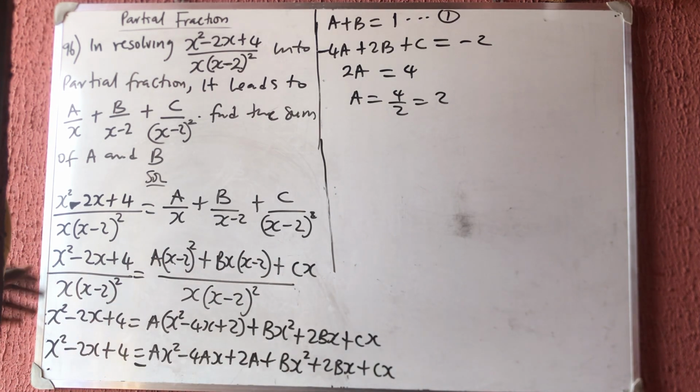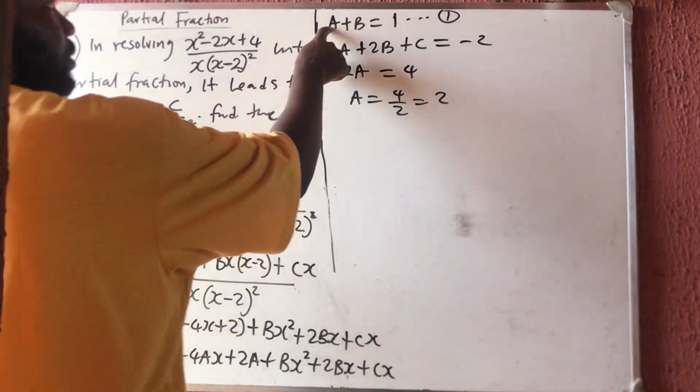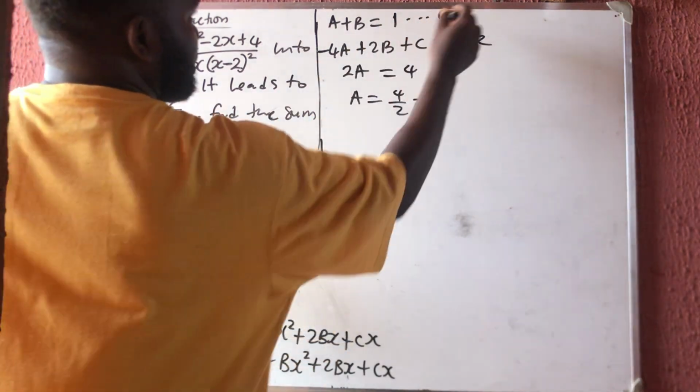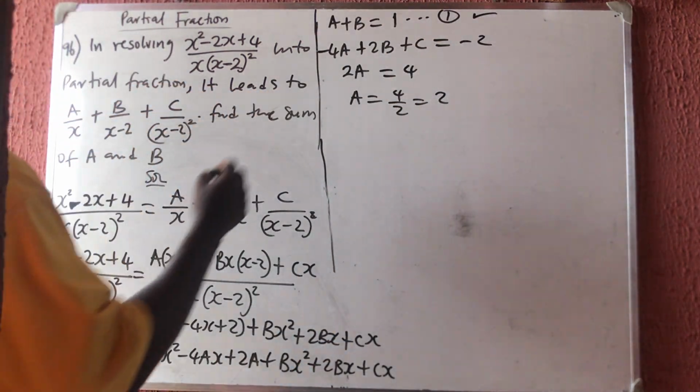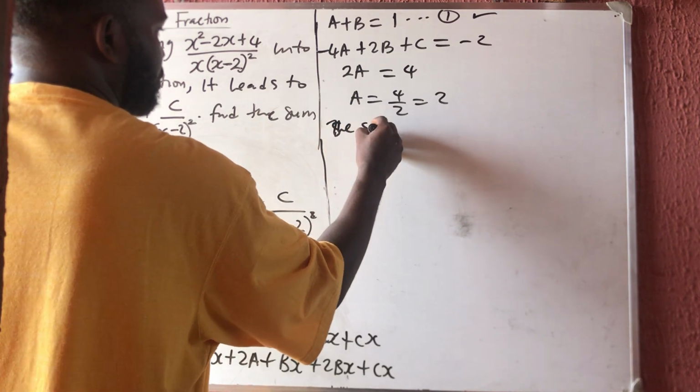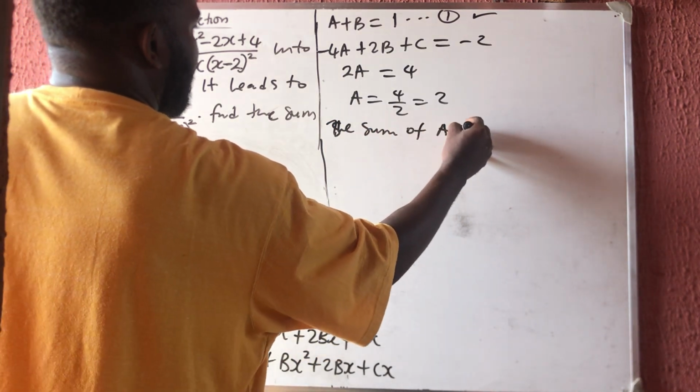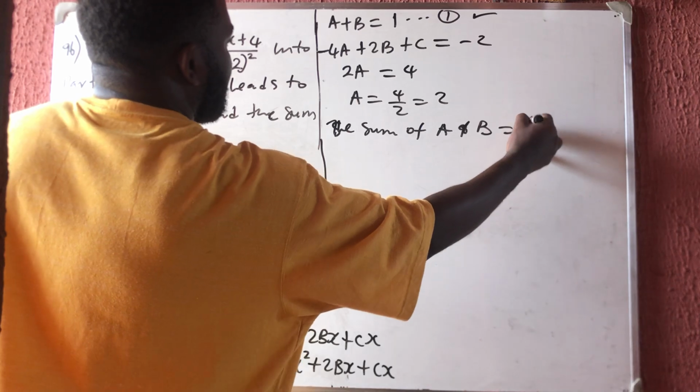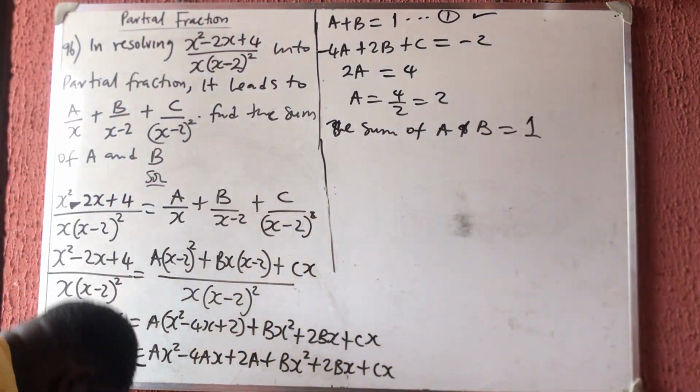We don't even need to put it. They say we should find the sum of a and b, and the sum of a and b is just 1. So look at it. So a plus b is equal to 1. So you tell them the sum of a and b is equal to 1. No need to solve anything. So it's very, very obvious.